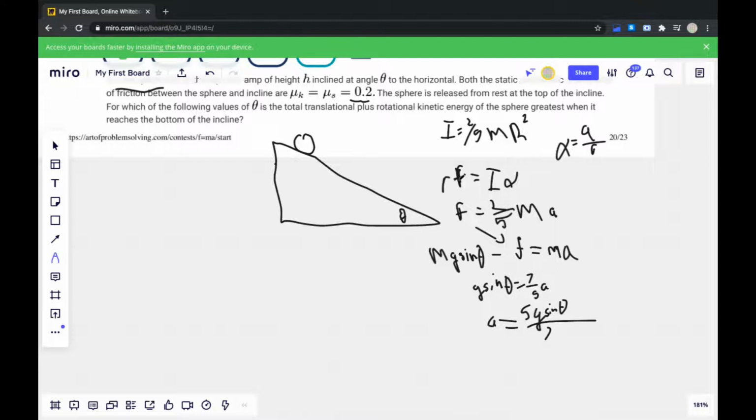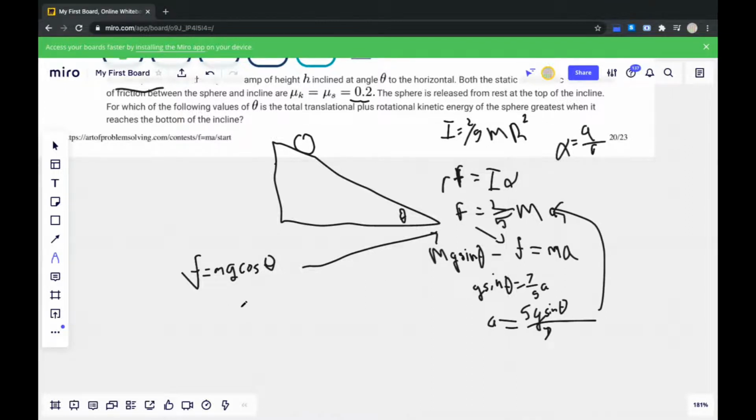Okay, well this doesn't really help much, but we can use the fact that at the maximum theta, F is going to be equal to mu mg cosine theta, because this is the maximum value of friction. Otherwise it will start slipping and causing us to lose our kinetic energy. This is our maximum value. And now we already solved for a, so we can just plug F into this equation and a into this equation, and we can solve for theta.